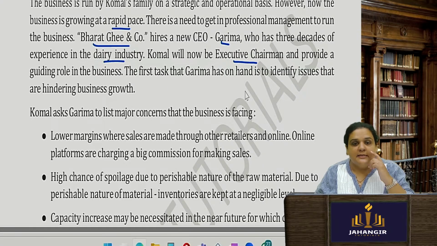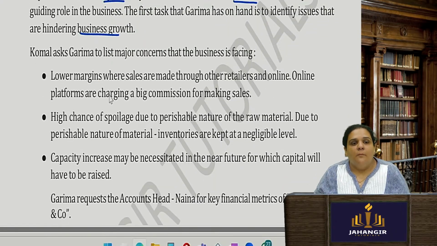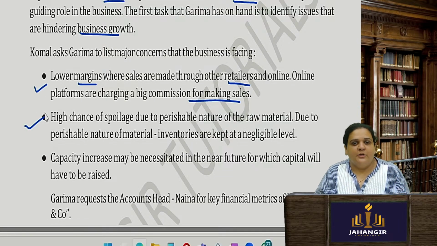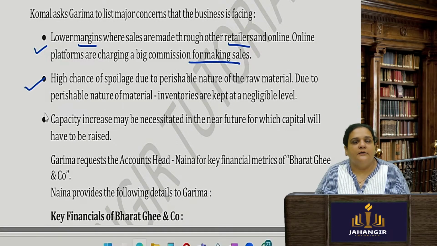The first task that Garima has on hand is to identify the issues that are hindering the business growth. Komal asked Garima to list the major concerns that the business is facing. They are facing lower margins where sales are made through other retailers and online, because online platforms are charging commission for making sales. High chance of spoilage because it is a perishable product. Capacity increase may be necessitated in the near future, for which capital will have to be raised.